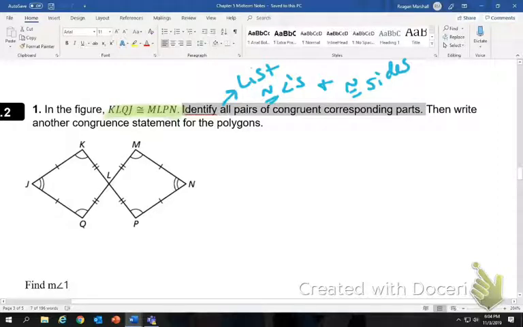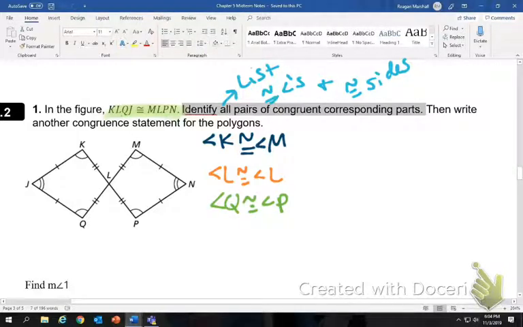So we're going to start listing with angles. So angle K is the first letter. It's going to be congruent to angle M because it is also the first letter. So move on to the next one. So it'll be L and L. Angle L is congruent to angle L. Shocking. Move on to the next one, third letter, which would be Q and P. Angle Q is congruent to angle P. And then last, J and N. Angle J is congruent to angle N.